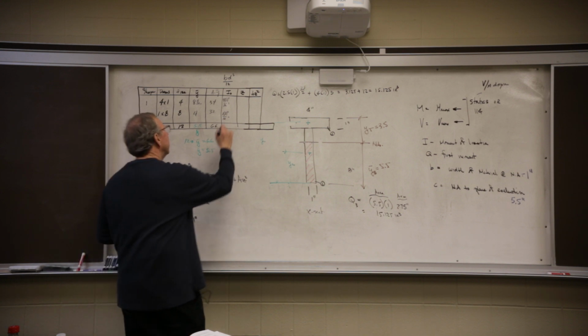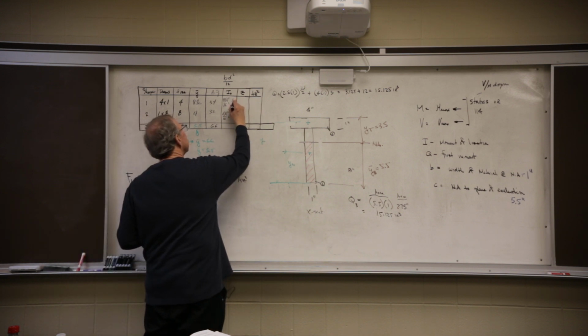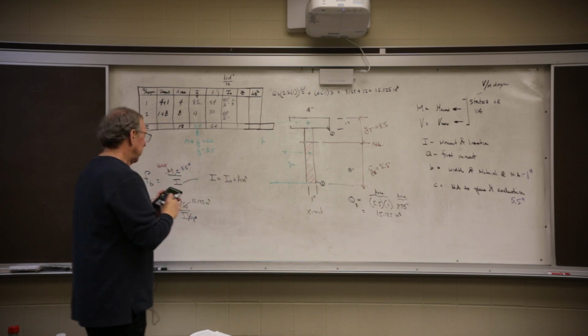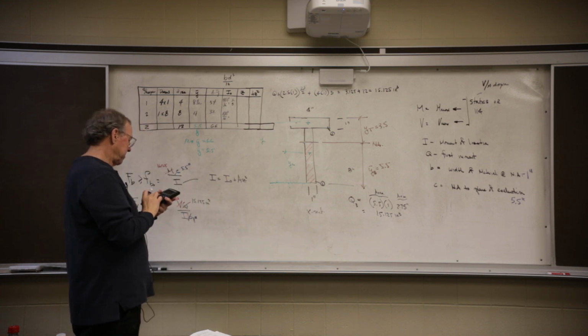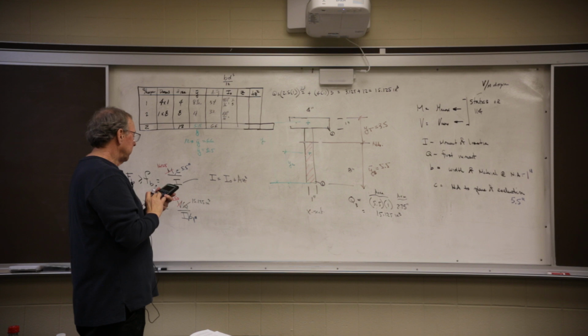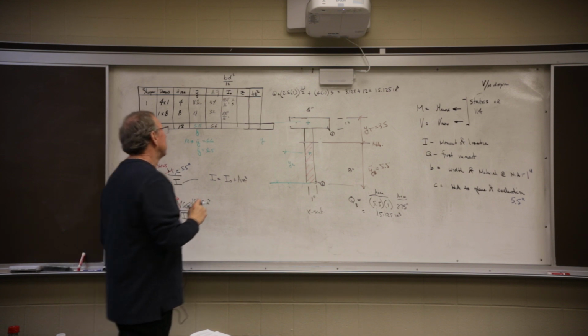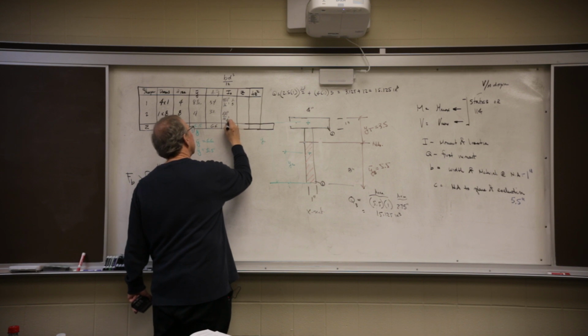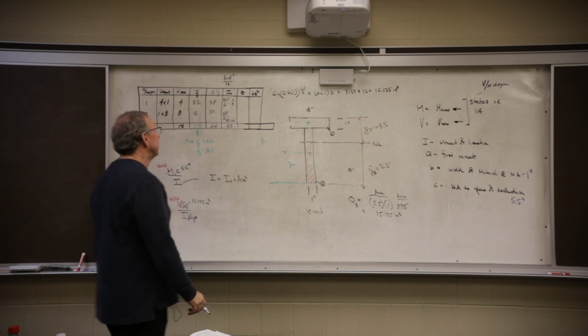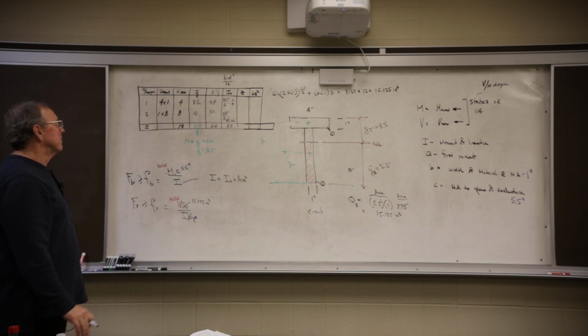So this is a third. And 8 cubed divided by 12 is 42 and a bunch of sixes. That's 2/3, so this is 43. Add those two together. Okay, that takes care of that part.